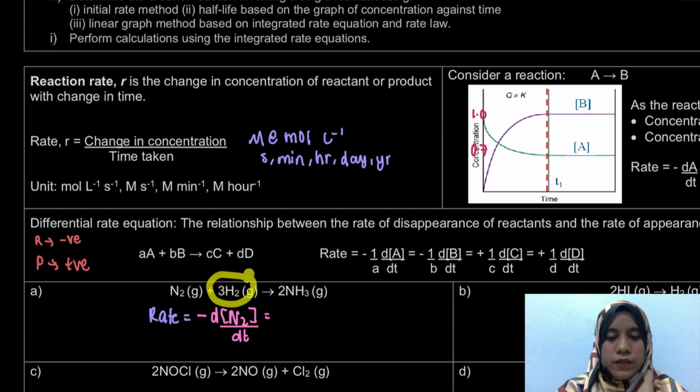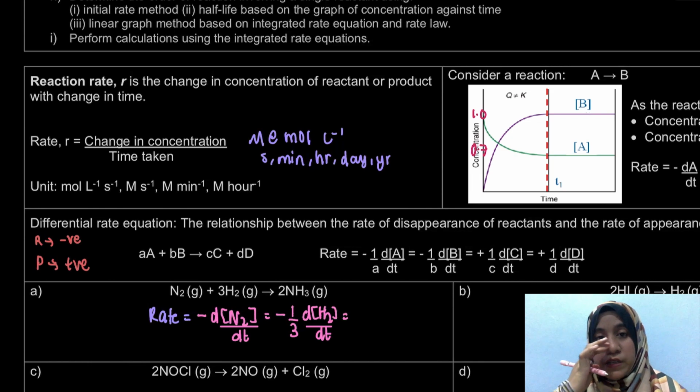The second one is still our reactant, so it must be negative. So I'm going to write down negative. But in this case, our stoichiometry is 3, so we have to include it. We're not going to write down just 3. Remember, there must be 1 over our stoichiometry. So here, 1 over 3. So this is change in [H2] over dt.